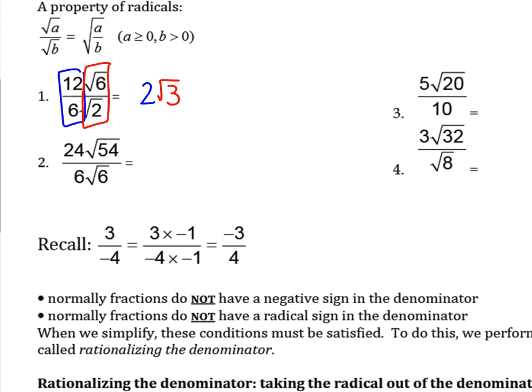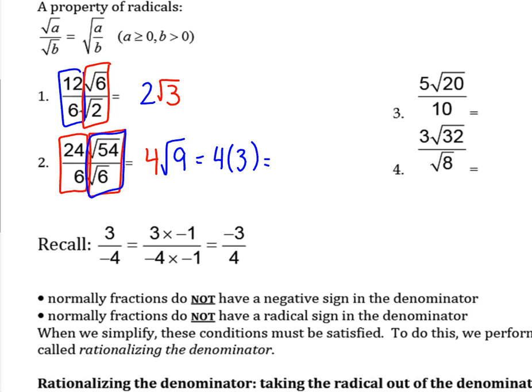Rarely. Maybe in grade 10. Okay? So, number 2, 24 and 6. How many times does 6 go into 24? We don't need a calculator for this. 4. And how many times does 6 go into 54? 9. So square root 9. Can we continue to simplify that? Yes. What is the square root of 9? 3. If it's a perfect square, you must evaluate that. And so 4 times 3 is 12.